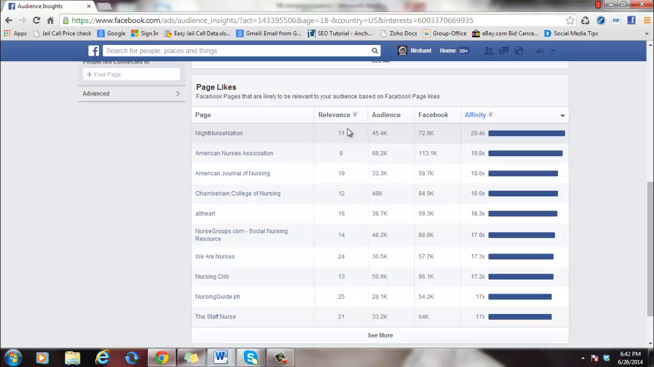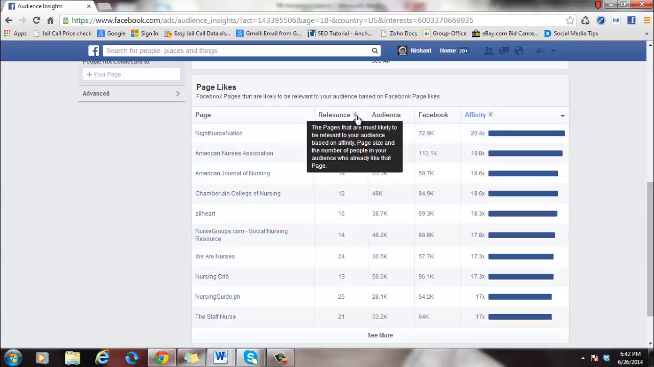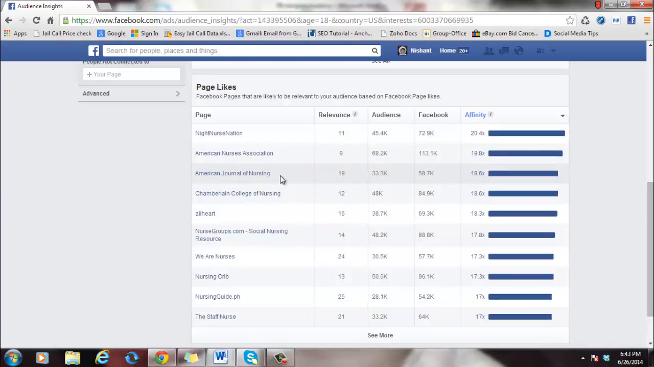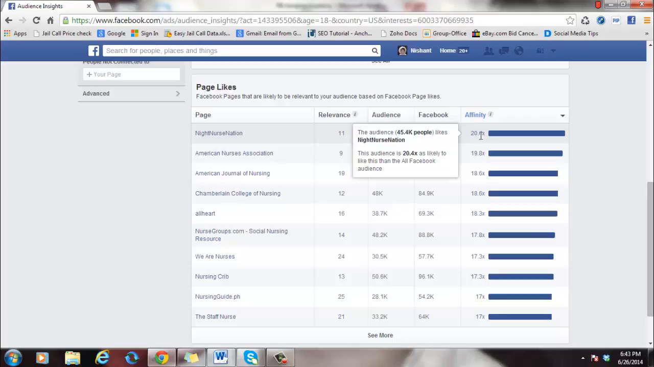And as you can see over here, the relevance score is 11. These are the pages that are most likely to be relevant to your audience based upon affinity, page size, and the number of people in your audience who already like that. I usually go for affinity, but as you see over here, 20.4, 19.8. American Journal of Nursing, the relevance is 19, and that tells you it's a very, very relevant page, 19 times more relevant than any other page. And 18.6 affinity.